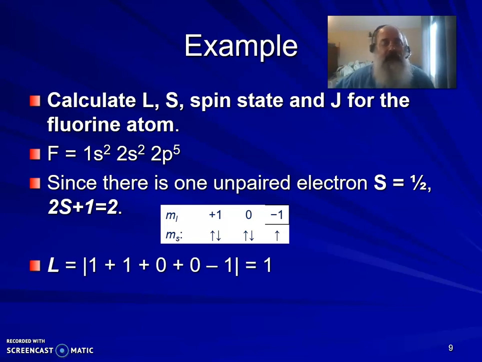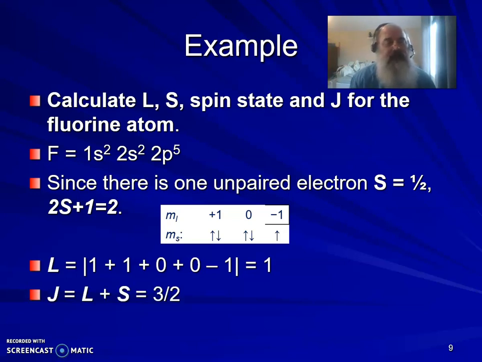Capital L, and this is how we're normally going to fill, and we'll talk about why in a moment, we fill up m sub L equals 1 first, then 0, then minus 1. So if we add up all of the m sub L's, it's 1 plus 1 for these two, 0 plus 0 for these two, and minus 1 for this one. So it's 1 plus 1, 0, 0, minus 1. We get 1. If we get a negative number here, notice these lines, those are absolute value signs. So it's going to be the absolute value of that sum. And we end up with L equals 1 in that case.